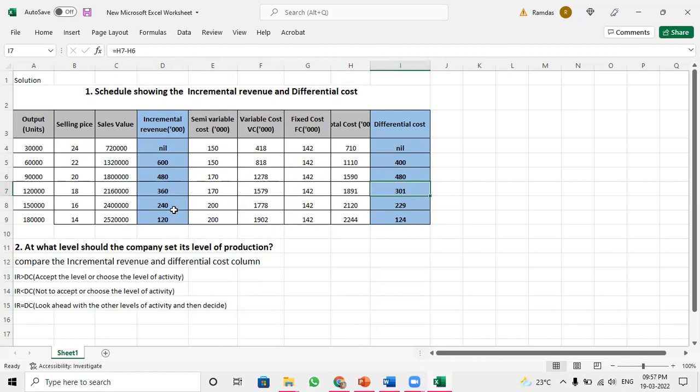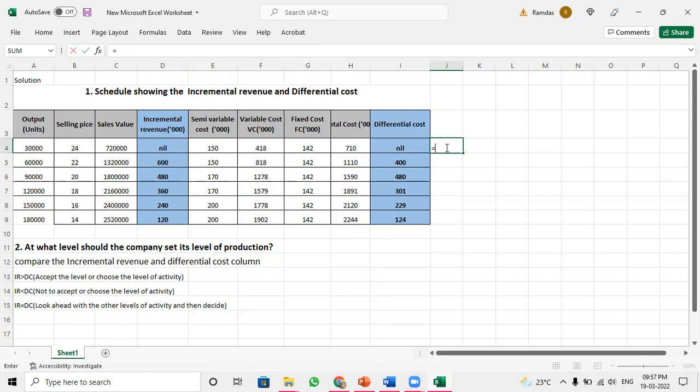And coming to the next year, we have your incremental revenue increased by 240,000. That is 2,40,000. And your cost is also increased to 2,29,000, but it is lesser than the incremental revenue. So your incremental revenue is more than your differential cost. So now we have the last revenue, 1,20,000. Incremental revenue is 120, whereas differential cost is more than your incremental revenue. Differential cost is more than incremental revenue.